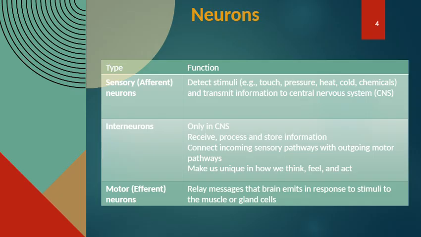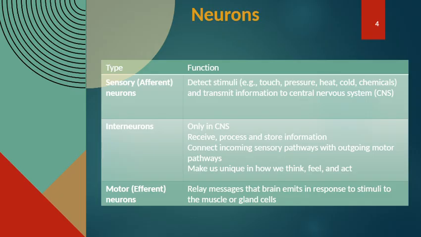Sensory neurons, also called afferent neurons, are responsible for detecting changes in the internal or external environment. These changes are called stimuli. Examples include touch, pressure, pain, temperature, and chemical signals such as oxygen or carbon dioxide levels. Sensory neurons send this information toward the central nervous system so the brain and spinal cord can interpret what is happening. Without sensory neurons, the body would have no awareness of its surroundings or its internal needs.